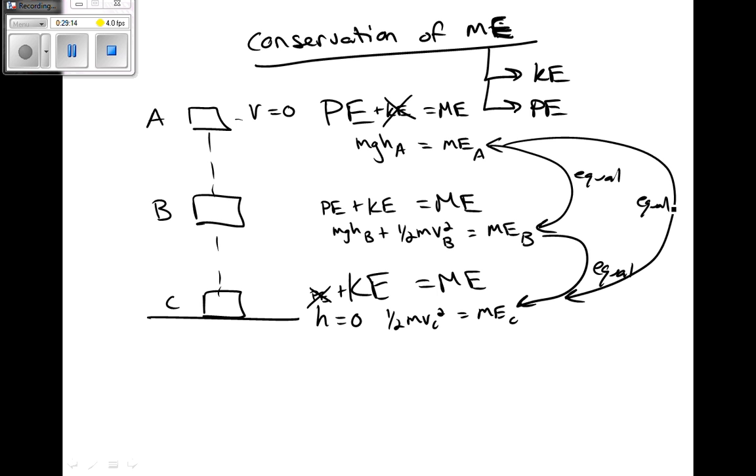So if I want to find out the velocity before it hits the ground, and I know the mass and the height at point A, I could set the mgh at A equal to the 1/2 mv_C squared, because that's all the mechanical energy is at C. This says the mechanical energy at A equals the mechanical energy at C.